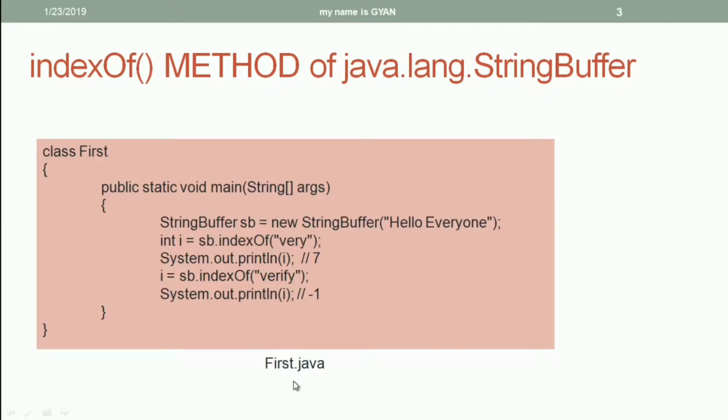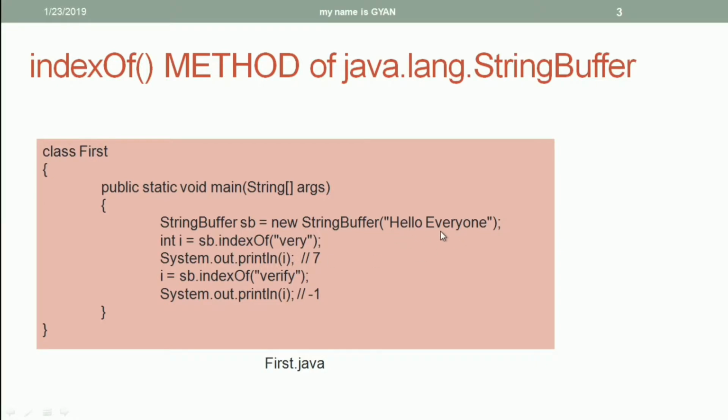This is the Java file first.java. In first.java we have the class first. In the class first we have the method main. In the method main we are creating a new StringBuffer object with the content hello everyone. After that we are calling the method indexOf by using the reference variable sp with the string literal very as its argument. So the method indexOf searches for the substring very in the string buffer whose reference is stored in the reference variable sp.